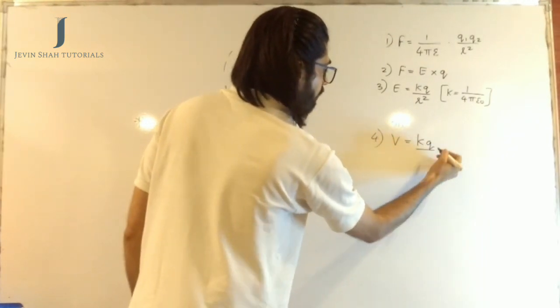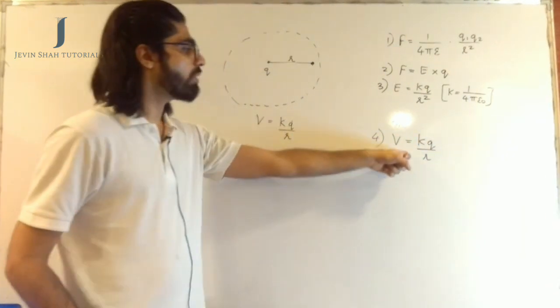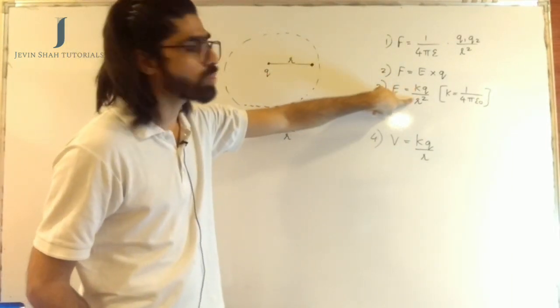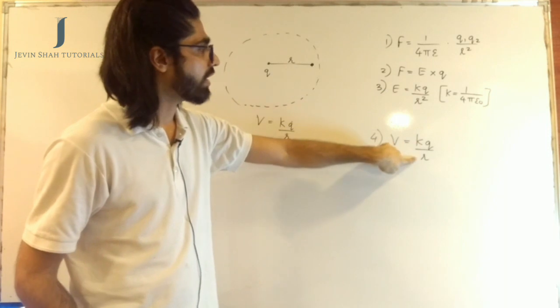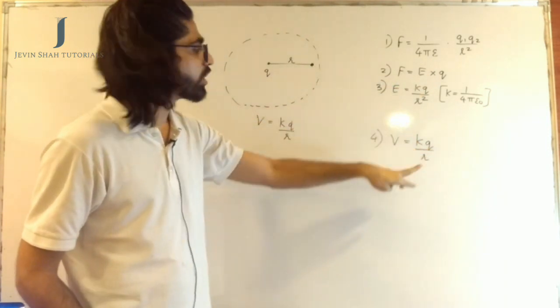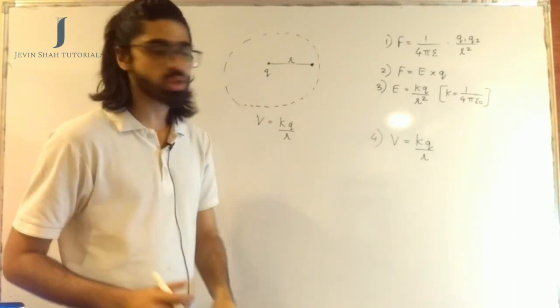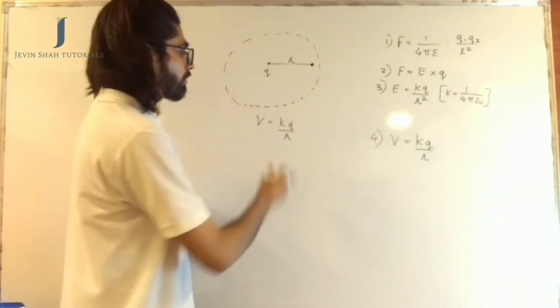That's your fourth formula. How to remember it? You can remember it from here only. E was kq by r square. So V will be kq by r. Just eliminate one r from the denominator and you get the formula for V. That's how I've been remembering it since I was a student. So V will be kq by r.